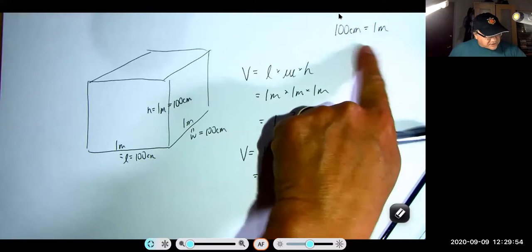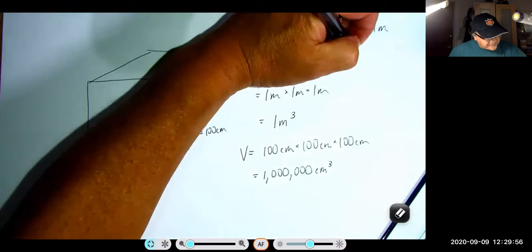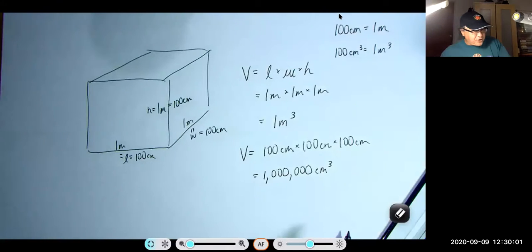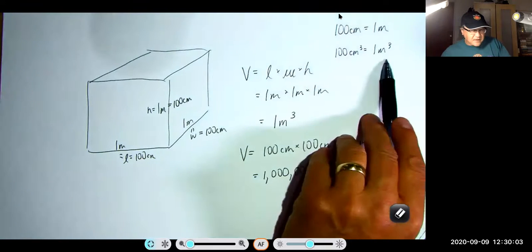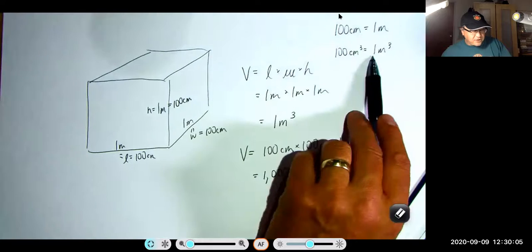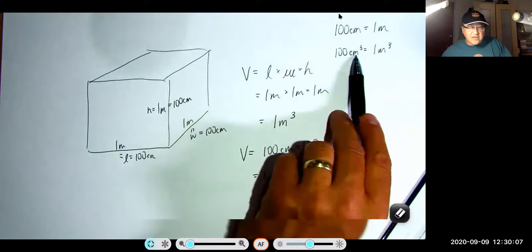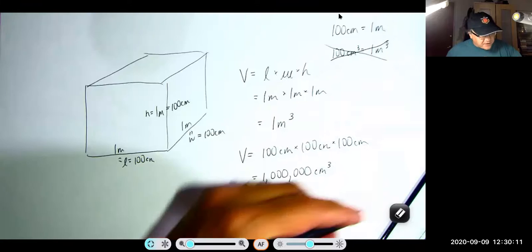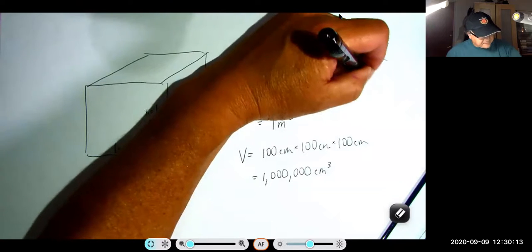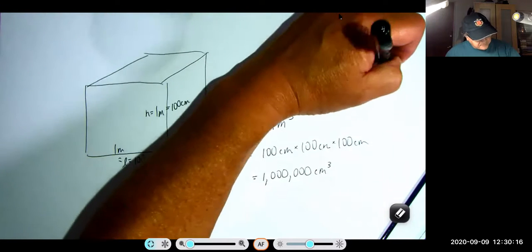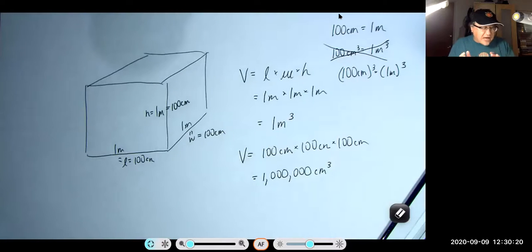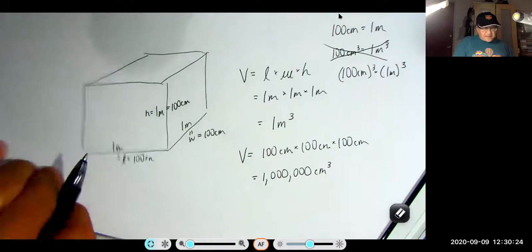Well, the problem is when I did this, I cubed the meter. I cubed the 1. I cubed the centimeter. I did not cube the 100. This would have been okay: put a parentheses around the whole side and cube the whole side. That'd be okay. So let's go back to the problem.